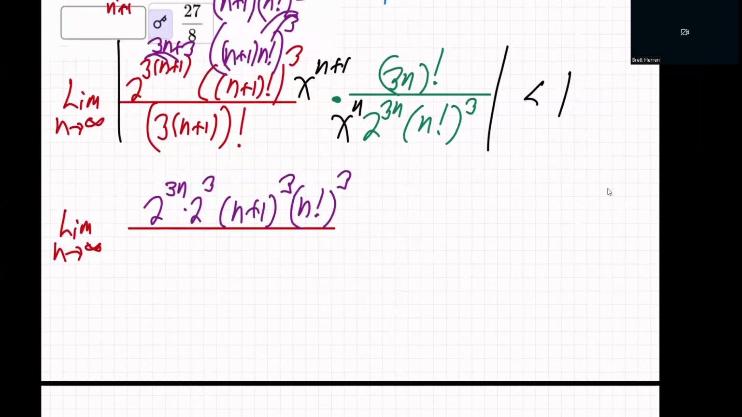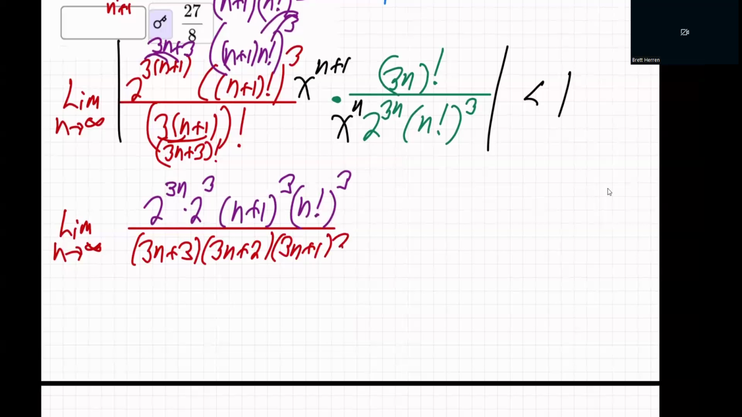You see? And then down here, this distributes. This is (3n plus 3) factorial. So what's that? That's (3n plus 3) times (3n plus 2) times (3n plus 1) times (3n) factorial.